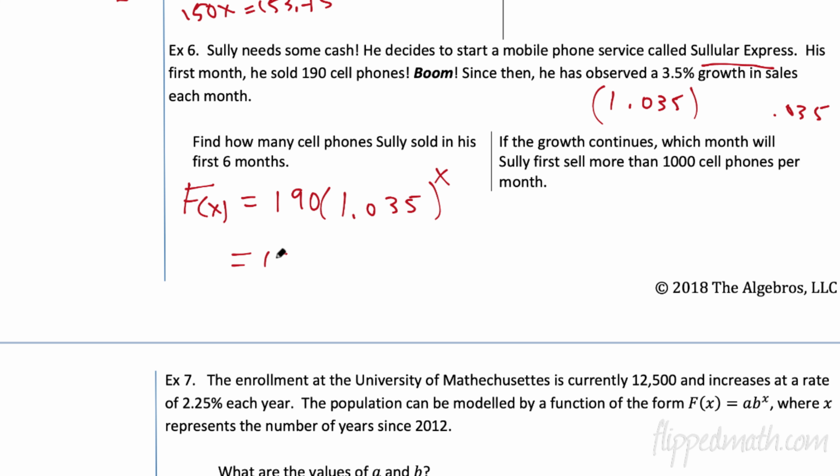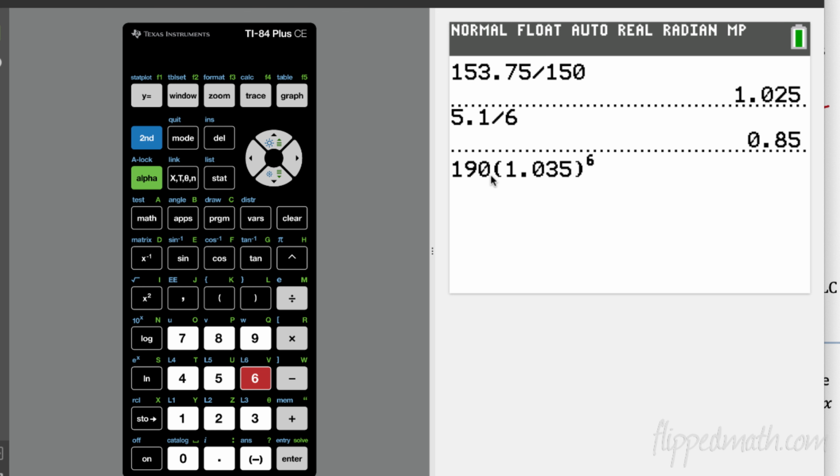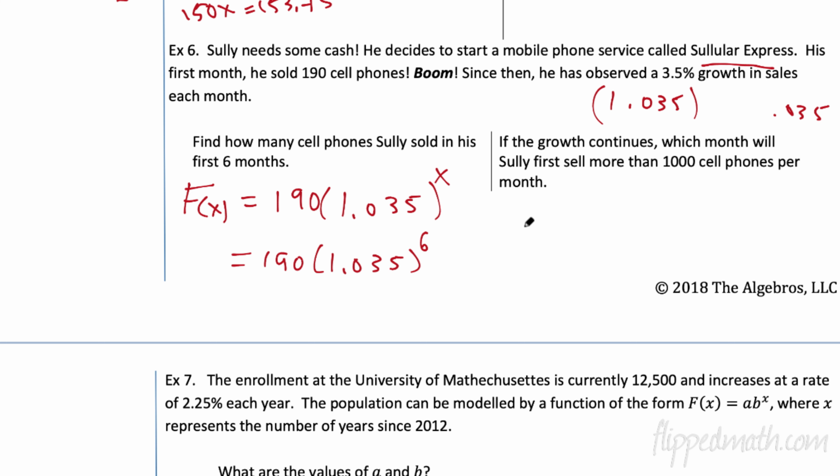Let's just plug this into the calculator. You can type it in just like that. Make sure you use the exponent button there for our exponents. We get 233.5585, which I'm just going to call about 234. So to write this out, we have f of 6 is going to equal about 234 cell phones.